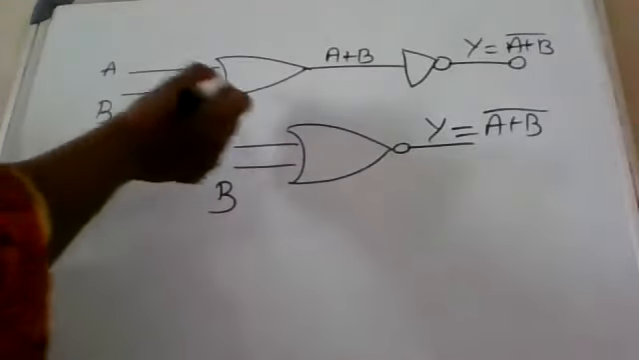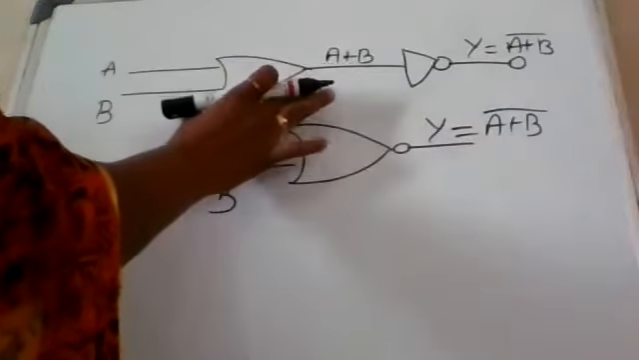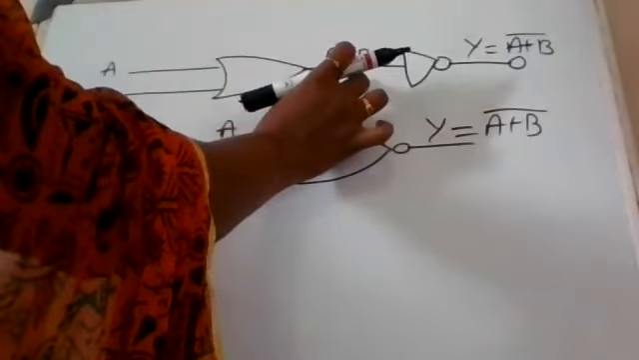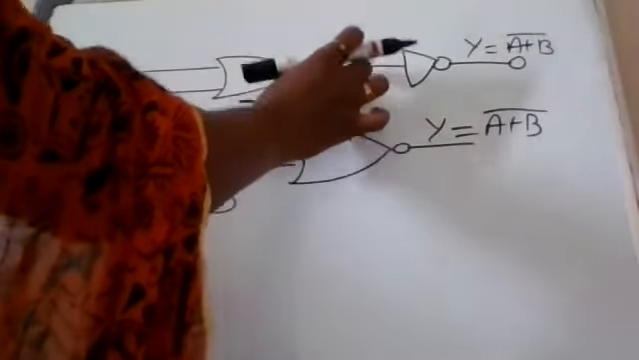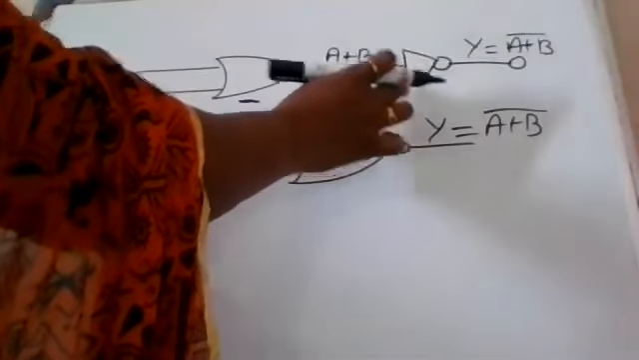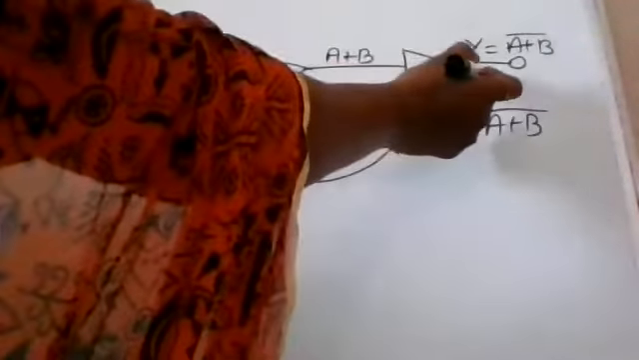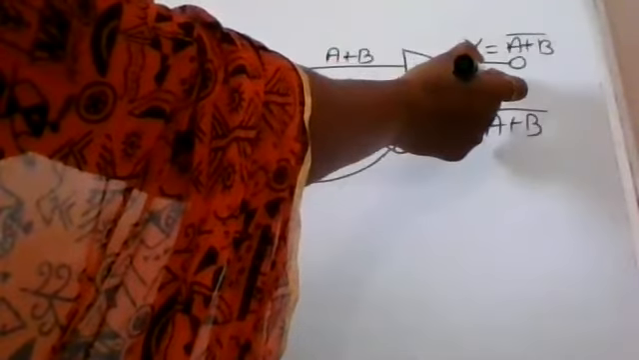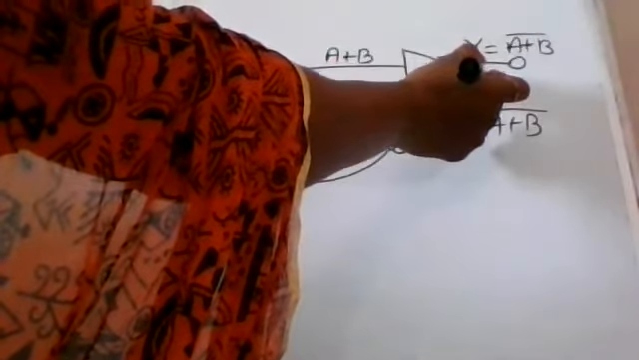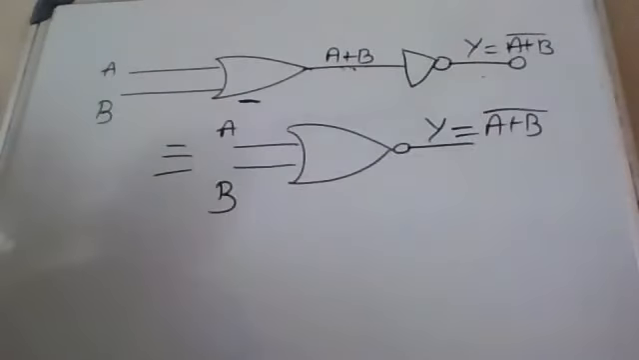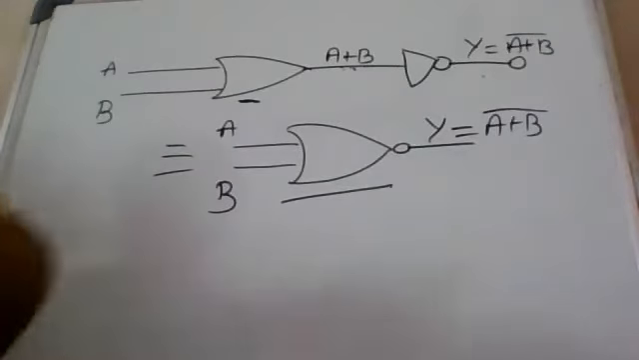When A comma B are inputs of OR gate, we get the output A plus B. Here A plus B is the input of NOT gate. So what is the output of NOT gate? Generally, if A is input, output is A complement. Here A plus B is the input, then what is the output? Y equal to A plus B complement is the output. So this symbol is also a symbolic representation of NOR gate.